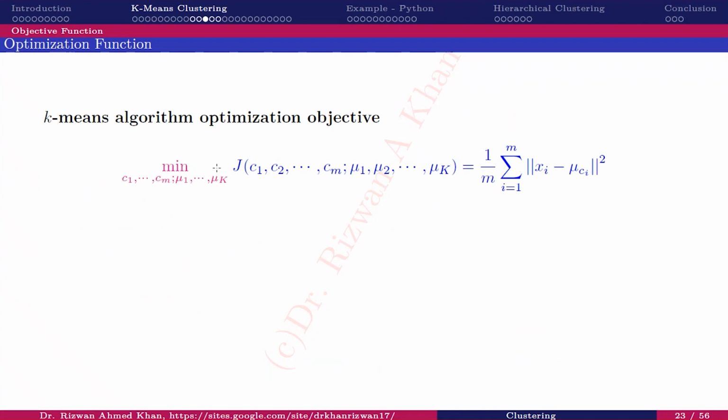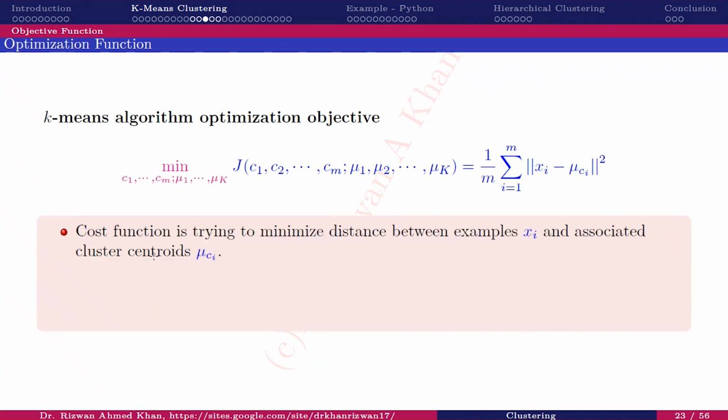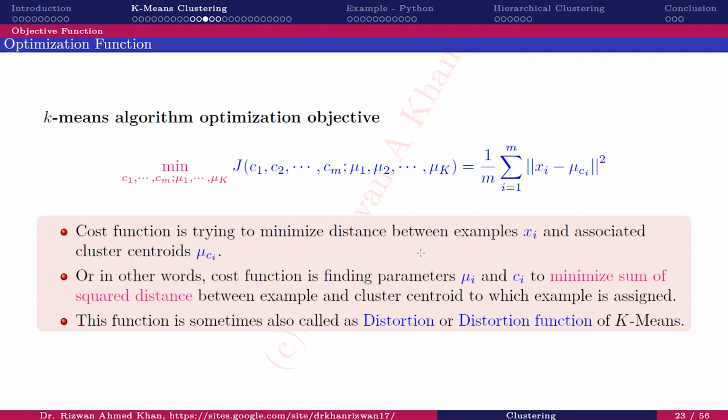So this is the K-means algorithm optimization function, right? The cost function is trying to minimize the distance between data point xi and the associated cluster centroid mu of ci. So this is mu of ci, and this whole term is the distance, right? You can see this is the distance term, and we are trying to minimize this distance by changing the values of c and mu. This is the total cost function of the K-means clustering algorithm.